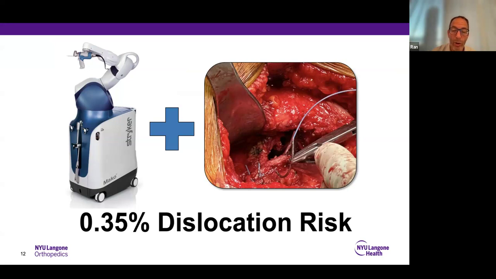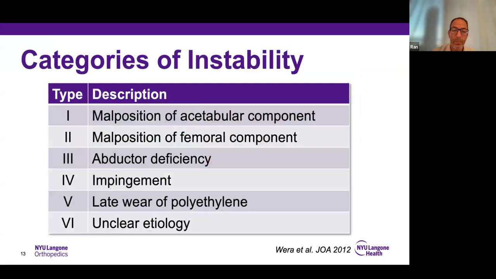I personally do it with drill holes. I pass sutures into the capsule and external rotators. When I do my dissection, I don't separate the external rotators from the capsule. I take them off as one unit and then repair them back into the greater trochanter.